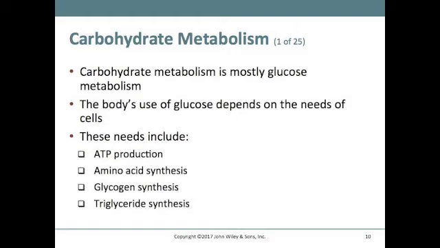And finally, concerning triglyceride synthesis, when the glycogen storage areas are filled up, hepatocytes can transform the glucose to glycerol and fatty acids that can be used for lipogenesis. That's the synthesis of triglycerides. Triglycerides are then deposited in adipose tissue, which has virtually unlimited storage capacity.